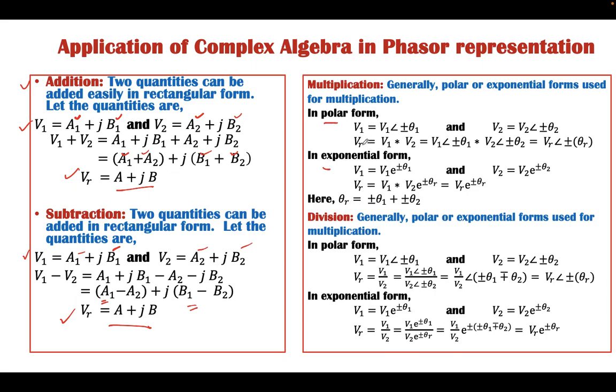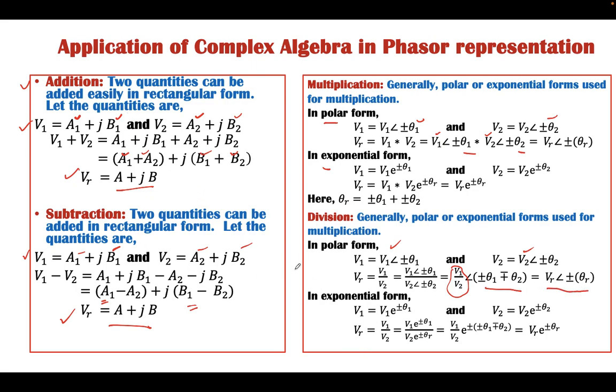Whereas when we want to multiply and divide, it is better to consider polar form or exponential form. In polar form, if we have v1 angle of theta 1 and v2 angle of theta 2, then for multiplication, we just multiply the magnitude with magnitude and add the angles. Similarly, in case of division, considering two quantities in polar form, we just divide the magnitude by magnitude and subtract the angles, as if it is in the denominator it is plus, in the numerator it is minus, and the resultant quantity VR we can find out.